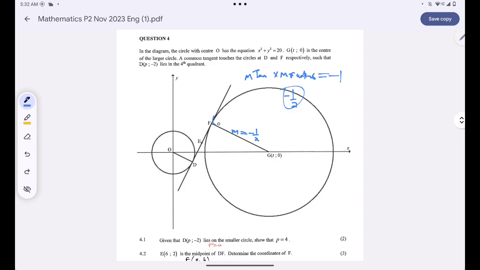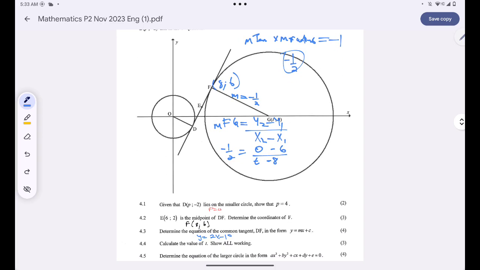I know the coordinates of F. I have negative 8 and 6. So I can simply say the gradient of line FG is equal to y2 minus y1 over x2 minus x1, right? The gradient is negative half. The y value at G is 0, and the y value at F is 6. The x value at G is t, and the x value at F is negative 8, right?